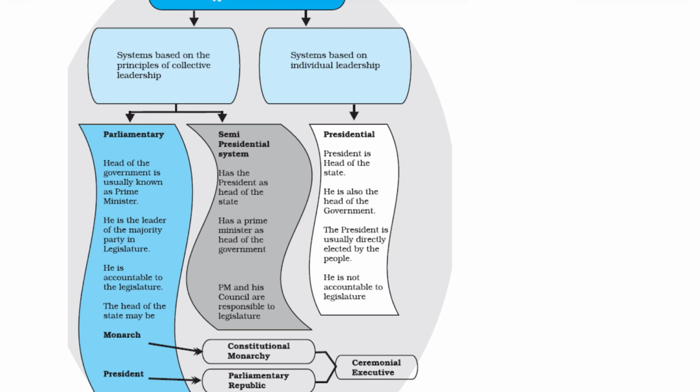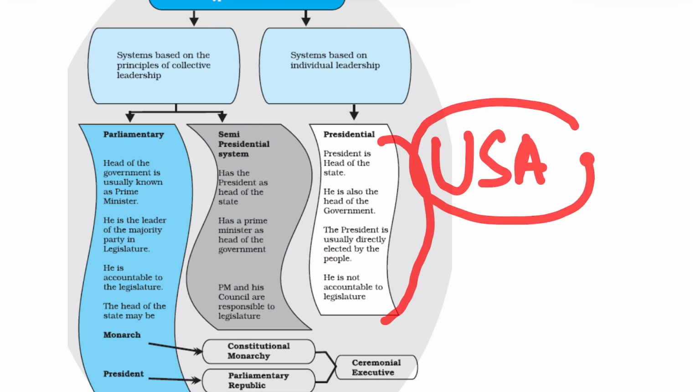The presidential form of leadership is basically where the president is the head of the state. He is also the head of the government. So he is the head of the state as well as the head of the government. The president is usually directly elected by the people. He is not accountable to the legislature. So this is a very important point. This system is followed in the country of USA.